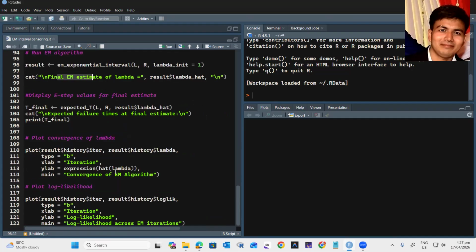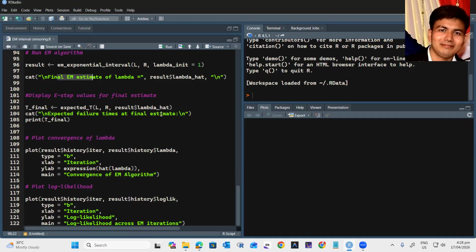And display the expected failure times at the final estimate. So we have T final, that is the expected value of expected underscore T, that is, LR results dollar lambda hat. So it will compute the conditional expectation using the estimated value of lambda, and print is used to display the vector. Okay, that is our T final.